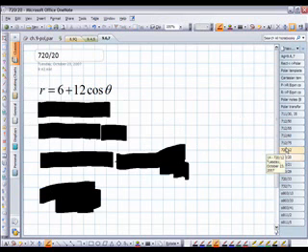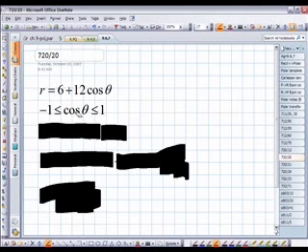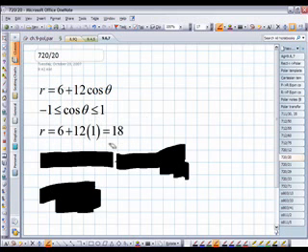Now in this case, we're looking for the maximum r value. So of course 6 is going to remain 6, and we want to do 12 times whatever is going to give us the maximum. Well, we know the cosine is between negative 1 and 1, so to get the maximum value, we want cosine to be 1. So 6 plus 12 times 1 will be 18. So that's our maximum r value for this particular curve.